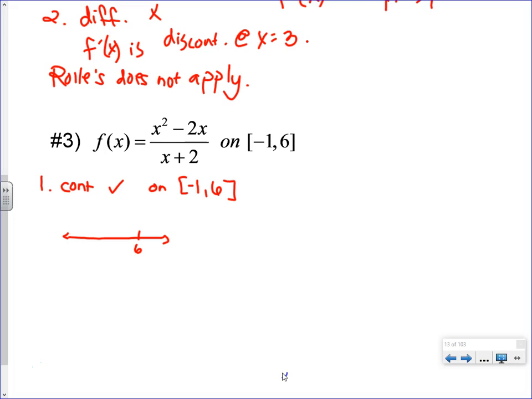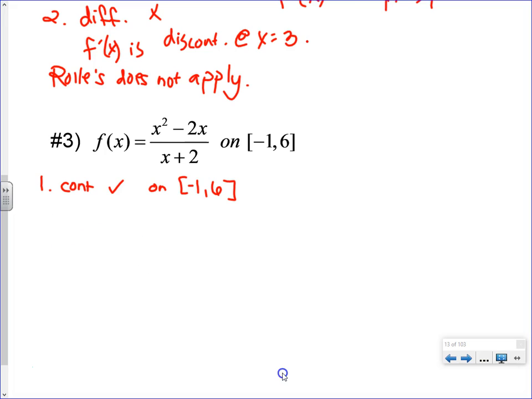Because remember, whenever we have an interval, we're talking about a range of numbers. So all we're looking at is here to here. It might have a problem over here, but that doesn't matter. We're just looking here. So is it good for all these numbers? Yeah. Because the only place it won't work is way over here.